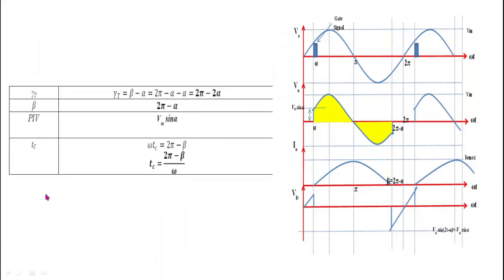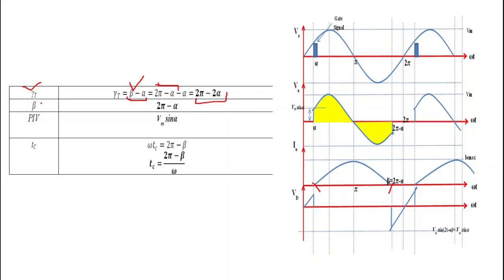Now what is the conduction angle of the thyristor? We know that the thyristor conducts till we get the output current I naught, and we get the output current I naught from alpha to beta. So the conduction angle of the thyristor is equal to beta minus alpha. And we know that beta is equal to 2 pi minus alpha. If we put this in, then we get 2 pi minus 2 alpha.